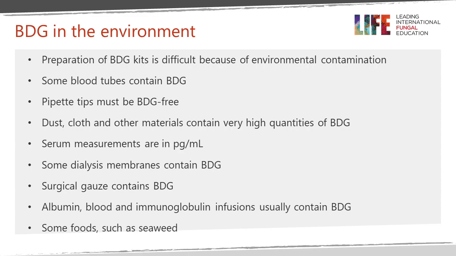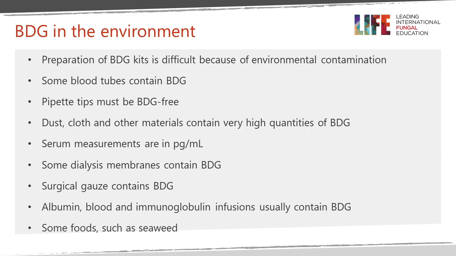It's important to use pipette tips that are Beta-D-glucan free. Various cloths and other materials and dust contain very high quantities of Beta-D-glucan, and for that reason it's not been so much used as a test in respiratory fluids. The serum measurements are in picograms per milliliter, which tells you something about how little there is circulating, but how valuable it is to detect it.